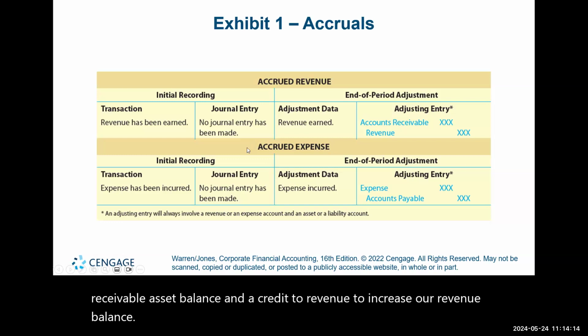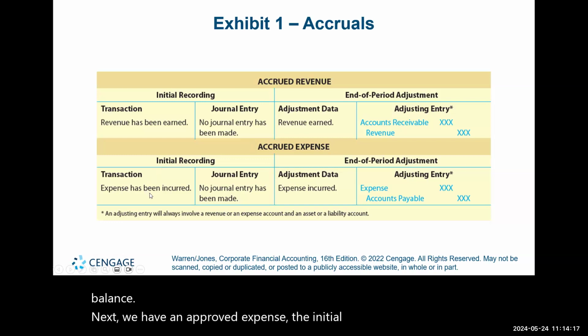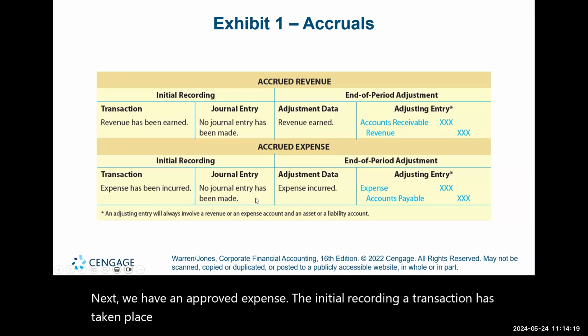Next, we have an accrued expense. The initial recording of the transaction has taken place, but there's no journal entry made. So at the end of the period, we need to make an adjustment.